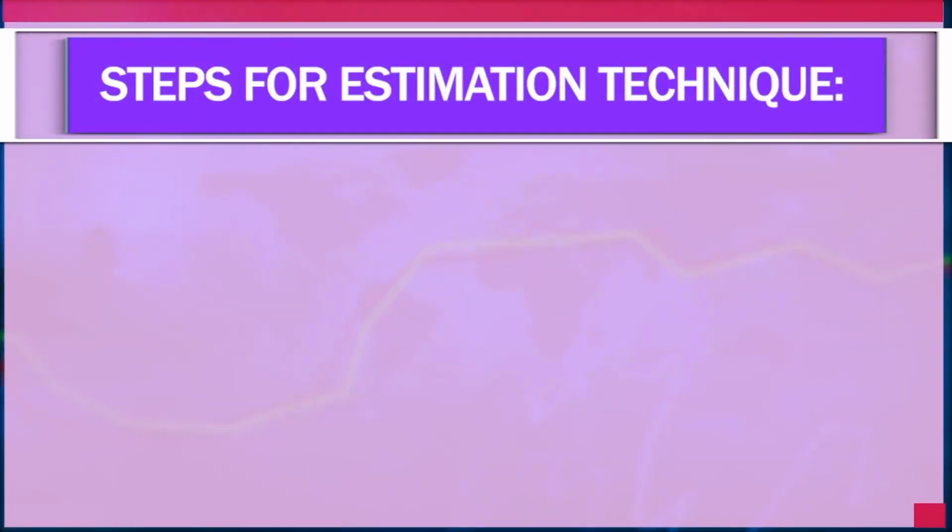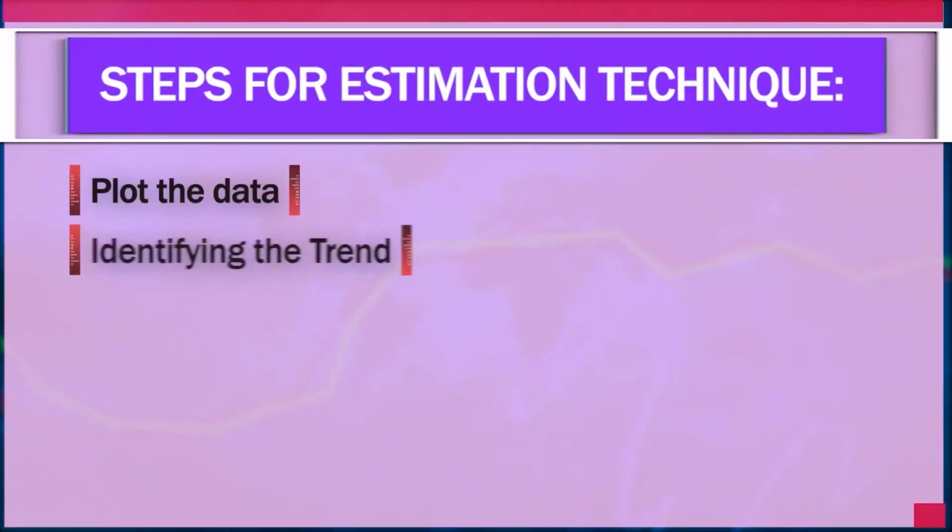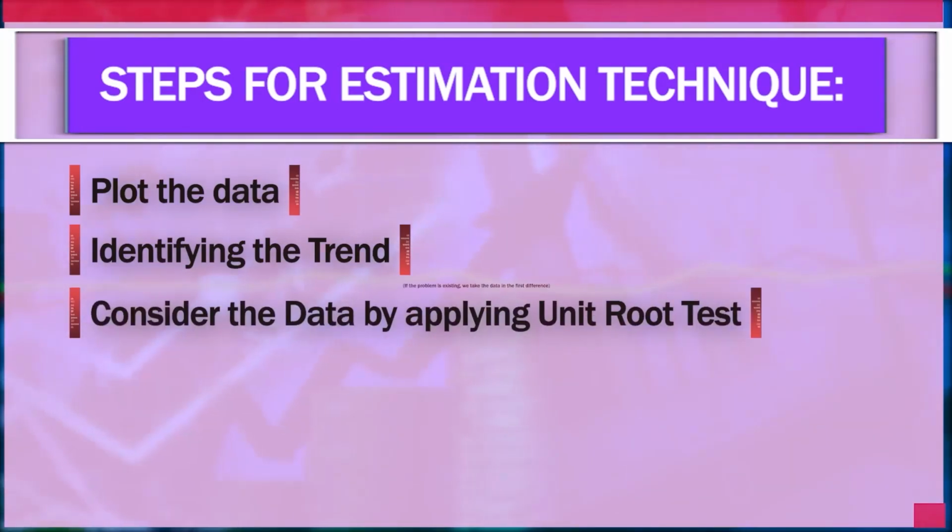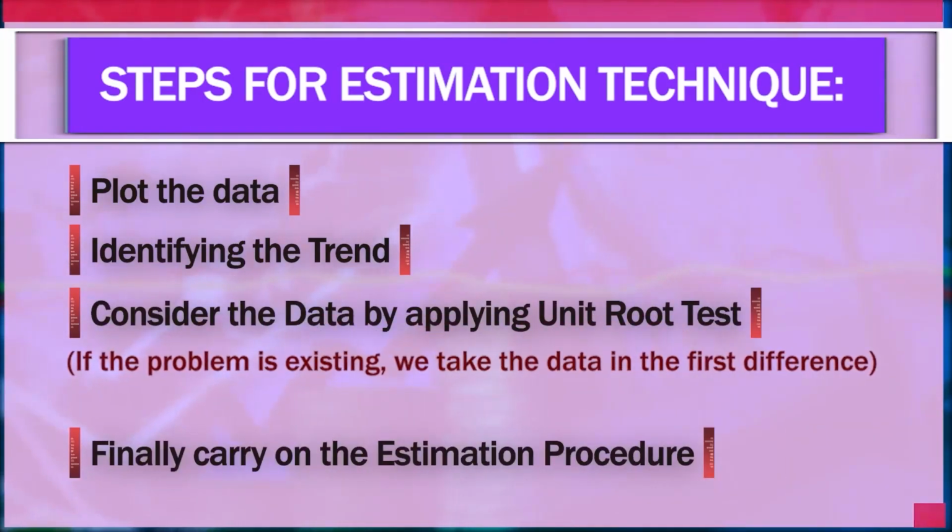So for the estimation technique, what we follow, first of all, we plot the data, we identify whether any kind of trend is there by visualization, and then we consider the data in the levels as it is. We conduct a test for that, that is called the unit root test. And if the problem exists, we take the data in the first difference, and again we conduct the unit root test, and finally we carry on the estimation procedure.